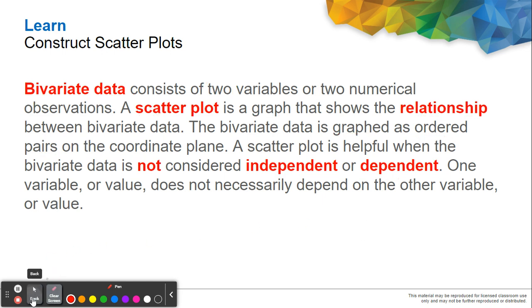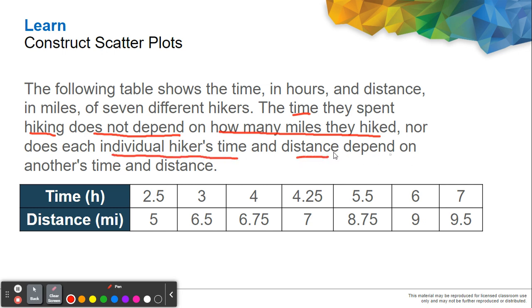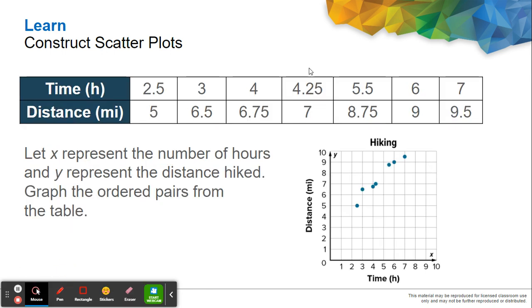Let's consider this data. We have here the following table that shows the time in hours and distance in miles of seven different hikers. The time they spent hiking does not depend on how many miles they hike, nor does each individual hiker's time and distance depend on another's time and distance. That's why to represent this data, we use a scatter plot. So take a look at this one.